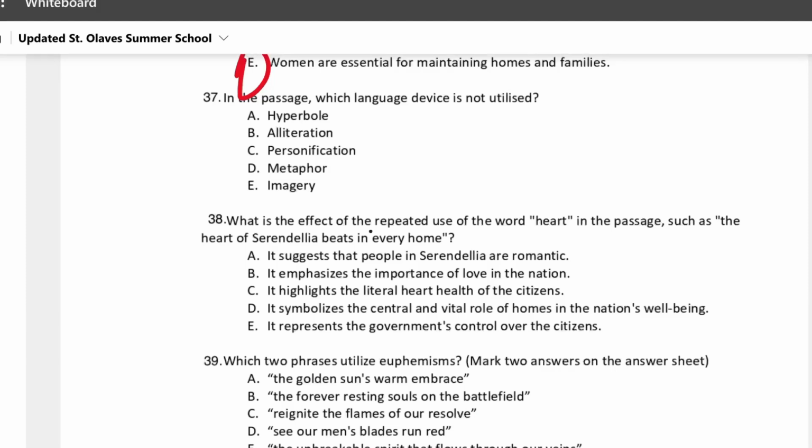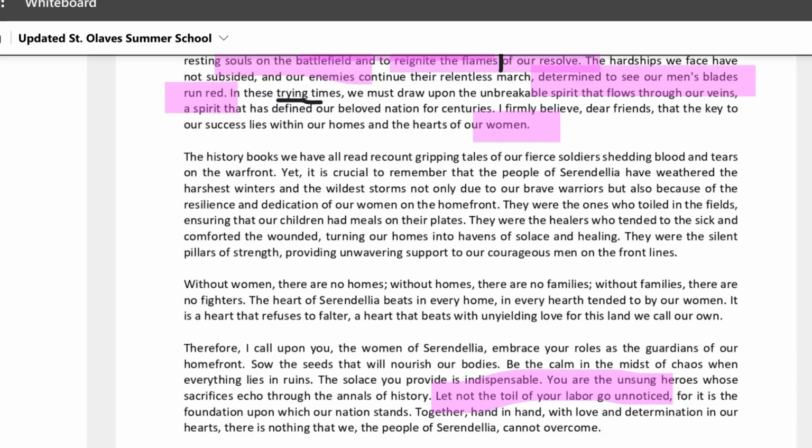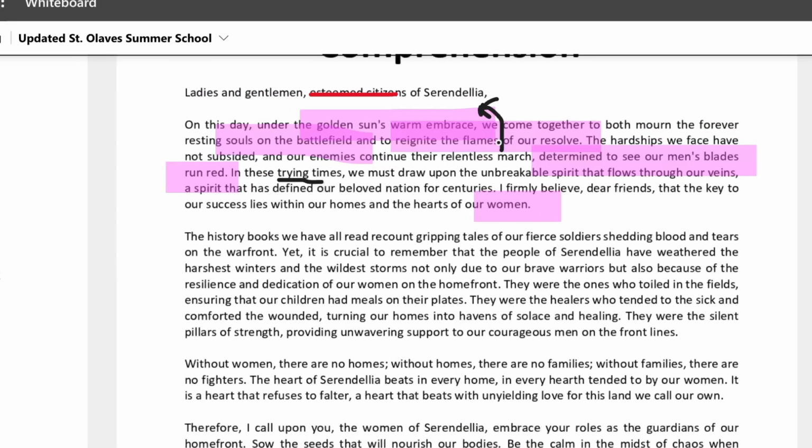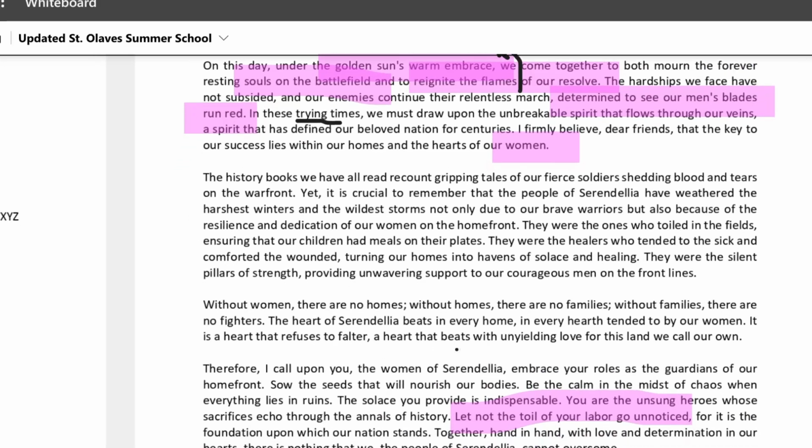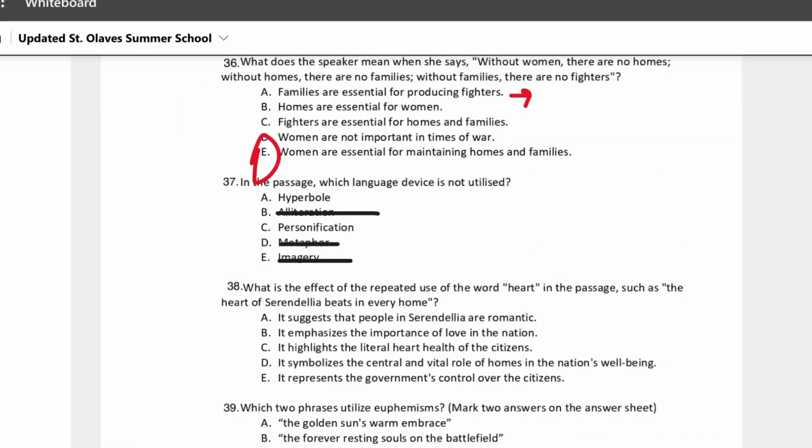Question 37, which literary technique isn't used? I know a lot of metaphors and imageries are used here. I didn't see any alliteration, but let's go back. Throughout the text, you see a lot of emotive language, a lot of imagery. We see stuff about the flames of our resolve. That's a metaphor. The only thing I do see here isn't any personification, because hyperbole is exaggeration, and a lot of that is used. Stuff like, you are the unsung heroes whose sacrifices echoed through the annals of history. Lots of exaggeration here, but nothing directly being made into a person. So it would be personification. So over here we have C.